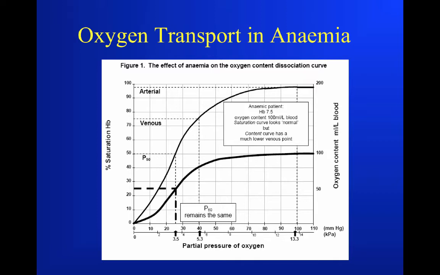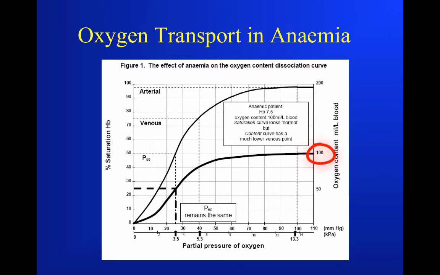Low oxygen content with normal oxygen saturation will still result in tissue hypoxia. So an anaemic patient will be 100% saturated, but the total oxygen content of their blood may be sufficiently low that the cells are in effect hypoxic. In this graph, we can see that a patient who has a haemoglobin of 75 is only carrying 100 ml per litre of oxygen in their blood. They will, however, still be 100% saturated.